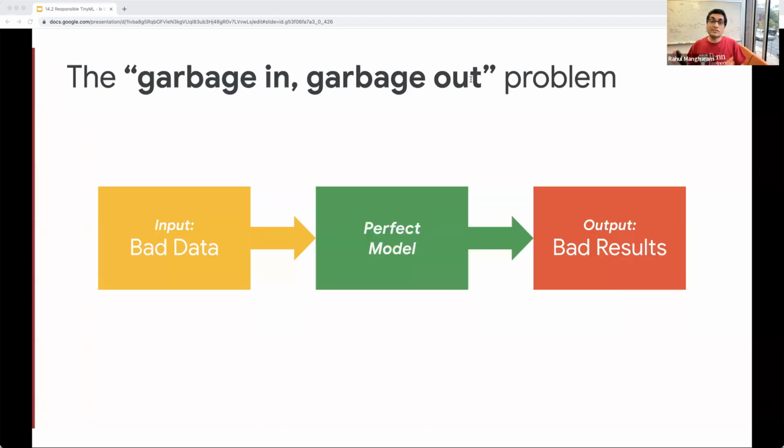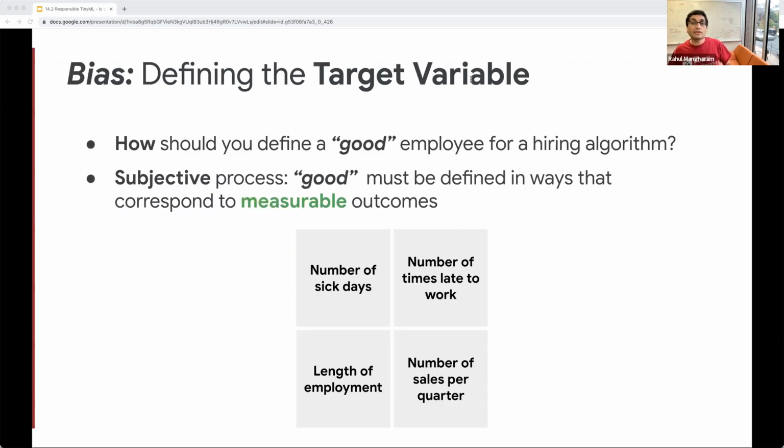One way bias enters the picture is owing to how we define the target variable. This gives our model an objective, but it can sometimes be a rather subjective matter, making it more of an art form than a perfect science. For example, if you're designing an algorithm to make promotion recommendations, how do you define a good employee? And how can you put this in terms that a computer could understand?